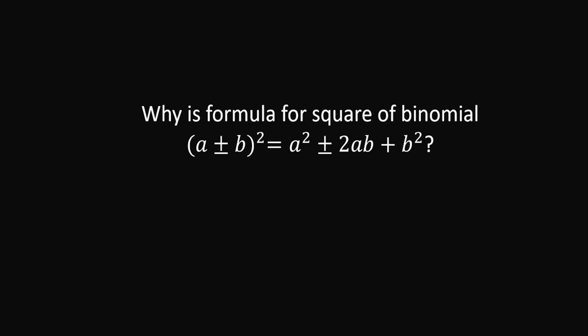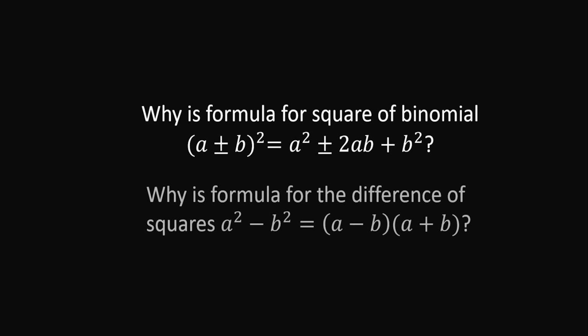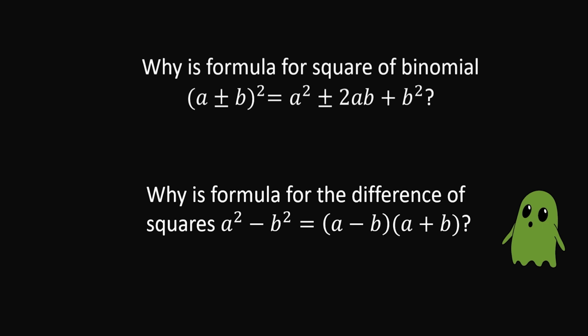Today we're going to try to prove why the formula for the square of a binomial is equal to a squared plus or minus 2ab plus b squared, and why the formula for the difference of squares is a minus b times a plus b. So sit back and enjoy. Let's first start with the formula for the square of a binomial.